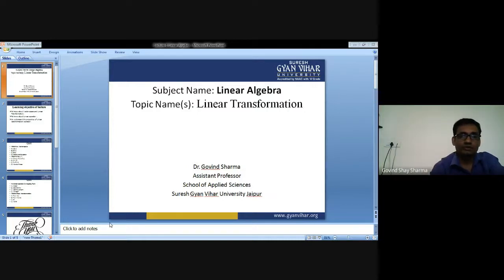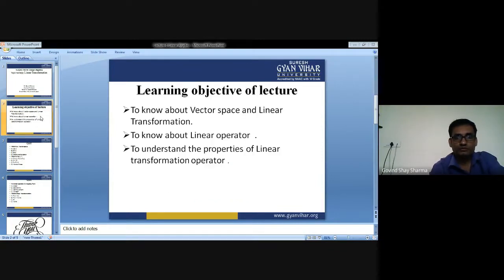So the objective of this lecture is to know about vector space and linear transformation, to know about the linear operator, and to understand the properties of transformation operators.